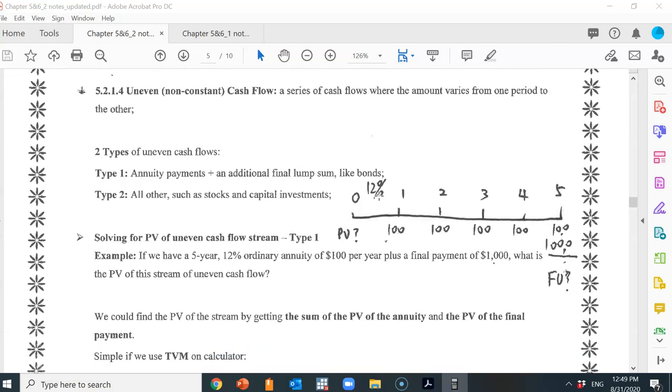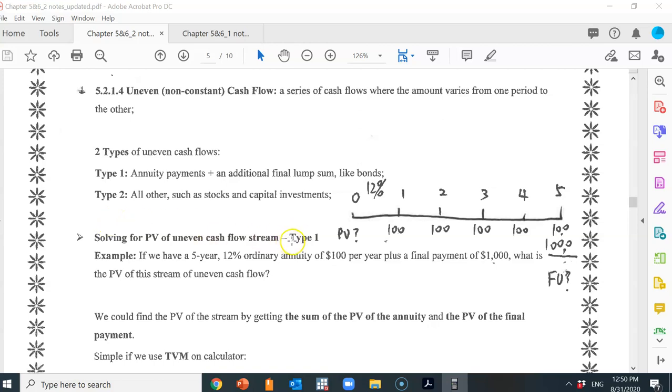Okay, so that's perpetuity. Let's look at uneven cash flow, which is a series of cash flows where the amount varies from one period to the other. There are two types of uneven cash flows. Type 1, annuity payments plus an additional final lump sum, like bonds. Type 2, all other types, such as stock and capital investments. So for type 1, we can still find the pattern, which is annuity plus lump sum. Type 2 is any other category or pattern, or cash flows with no pattern.